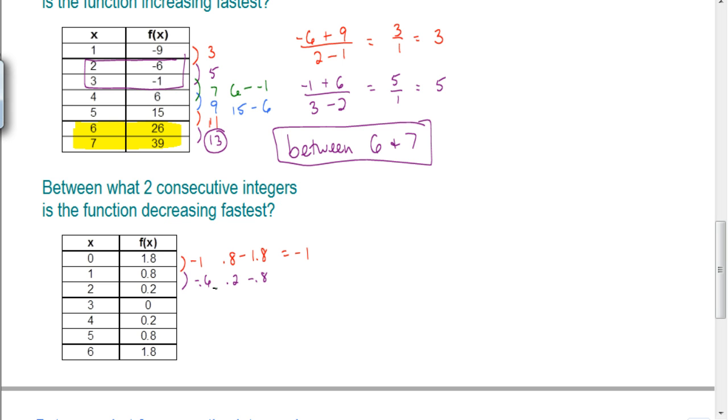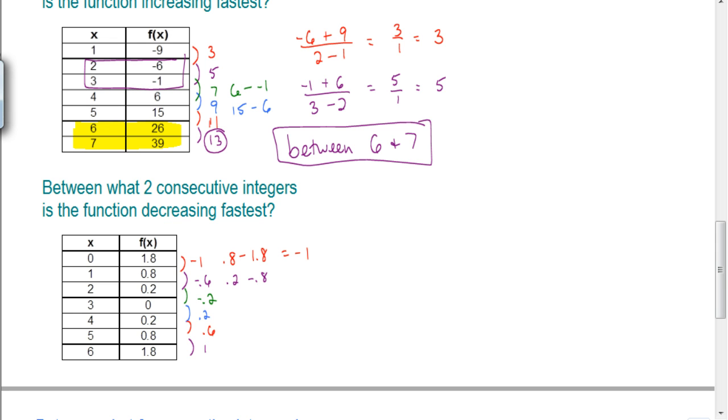And 0.2 minus 0.8 will give me a negative 0.6. Looking at the next one, I would take 0 minus 0.2, which is negative 0.2. Now watch what happens. The next set, I would take 0.2 minus 0, which is 0.2. The next set, I would take 0.8 minus 0.2, which is 0.6. And 1.8 minus 0.8 gives us 1 whole.